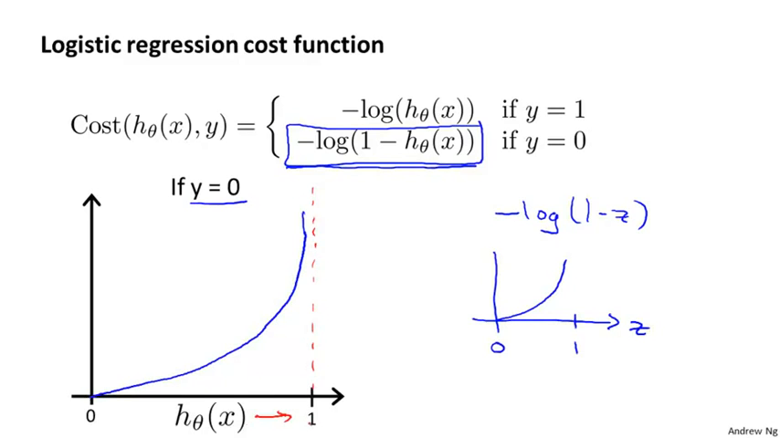And this captures the intuition that if a hypothesis predicted that h of x is equal to 1 with certainty, with probability 1, it's absolutely got to be y equals 1. But if y turned out to be equal to 0, then it makes sense to make the learning algorithm pay a very large cost. And conversely, if h of x is equal to 0 and y equals 0, then the hypothesis nailed it. It predicted y is equal to 0, and it turns out y is equal to 0. So at this point, the cost function is going to be 0.